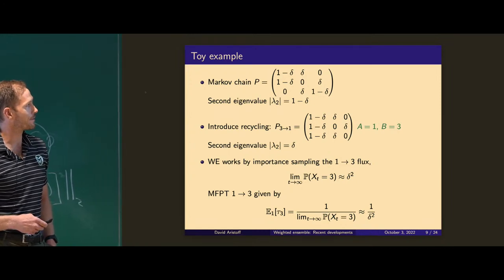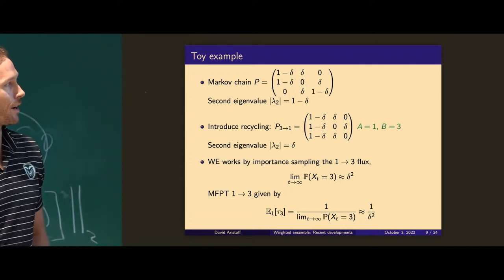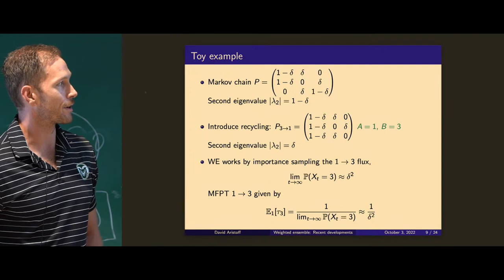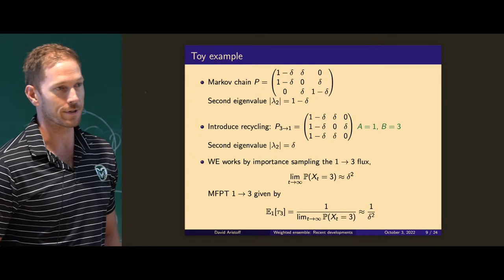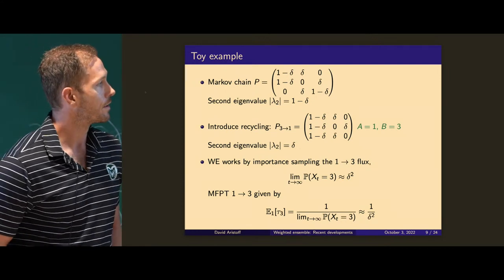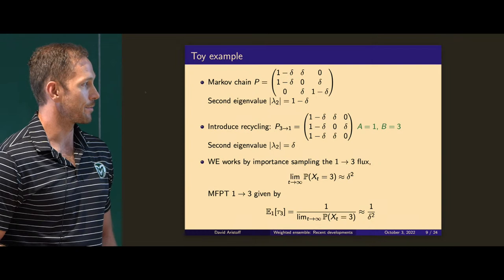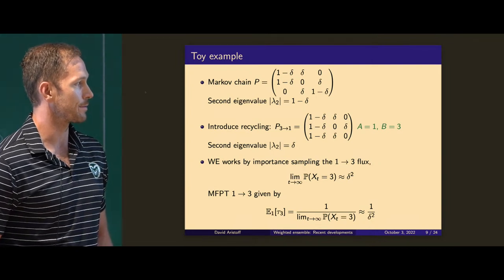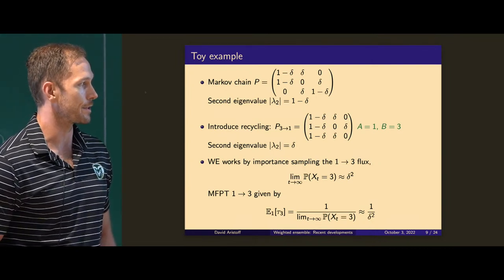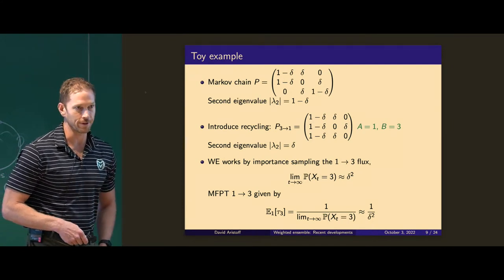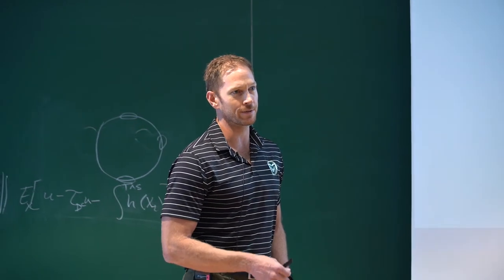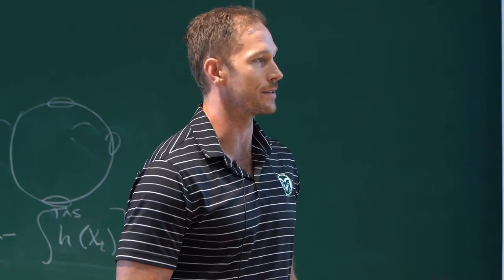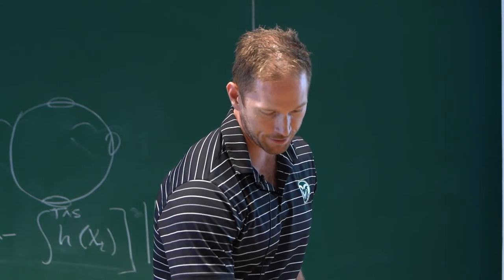And so I really do remove the metastability issue in my sampling, and all that's left is a rare event issue where I have to importance sample this small probability, the steady state probability to be in state 3. And the mean first passage time is given by this formula again. The mean first passage time is the inverse of this probability, in this case, 1 over delta squared, roughly. Okay, so it's not always that nice, but at least by introducing recycling in this way, we can sometimes get rid of some of the slow time scales.